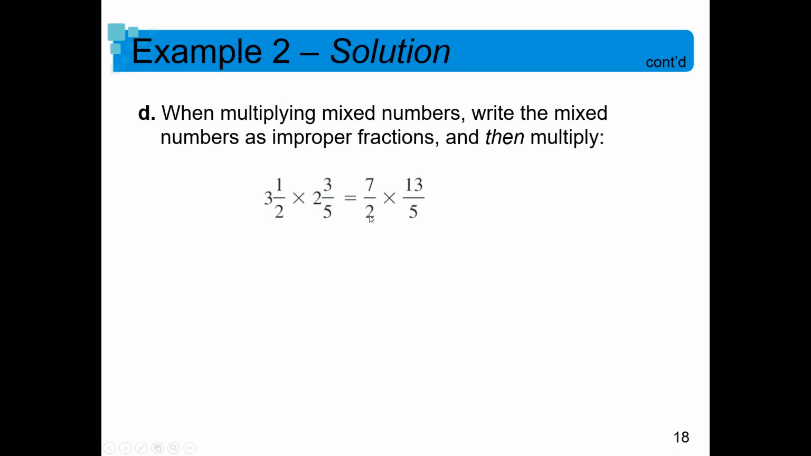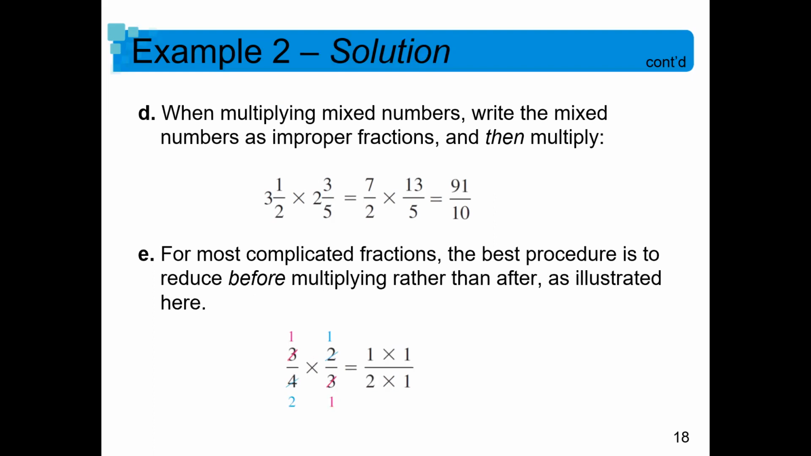You copy the denominator. And you can do the same for the second one. So 2 times 5 or 5 times 2 equals 10. 10 plus 3 is 13. So the improper fraction is 13 over 5. So copy again the denominator. Now that the fractions are in improper form, then you can just multiply the numerators and then multiply the denominators, and you will get 91 over 10.